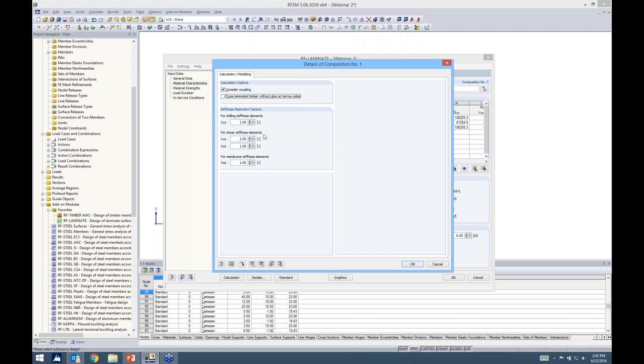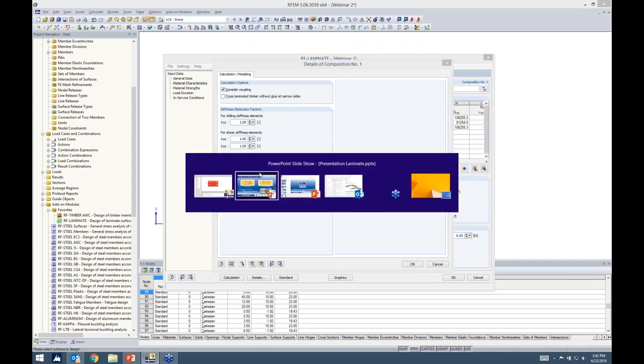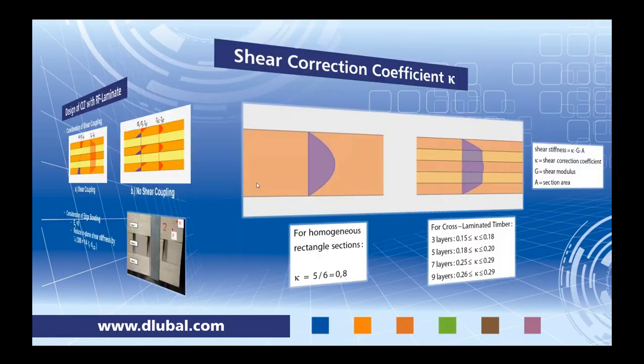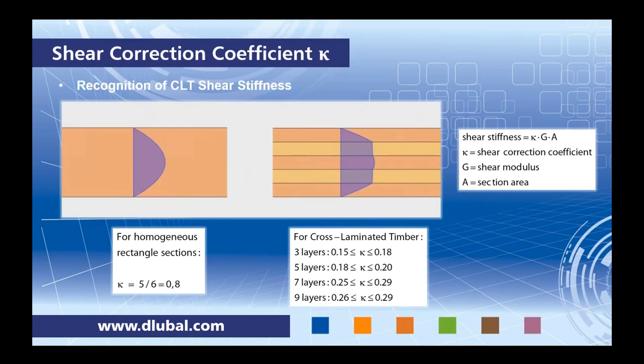Now for shear stiffness elements, this gets a little bit more complex. If we take a look at basically any type of rectangular section, we will always have a shear stiffness reduction. For homogeneous rectangular sections, this is set at 0.8. However, for CLT, we obviously don't have a homogeneous section. We have all these different layers, so we can't really make this assumption here. For our shear stiffness, we do need to determine it, and it is the shear correction coefficient times G times A. Now, what is this K for cross-laminated timber?